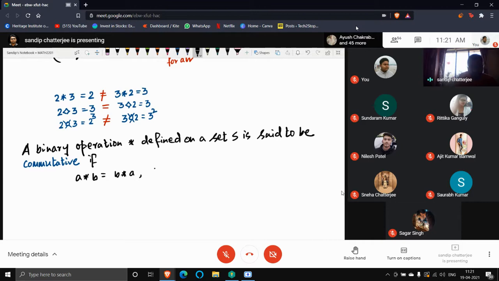Now the important thing is that this holds for all A, B chosen from S. It is not that for some elements you see A star B equal to B star A, and for some other pair of elements the result is not like this. Then we cannot say that the operation is commutative. If the operation is commutative, then if we pick any pair of elements and operate them in any order we wish according to the operation of the context, the answer will be the same. Is that okay?